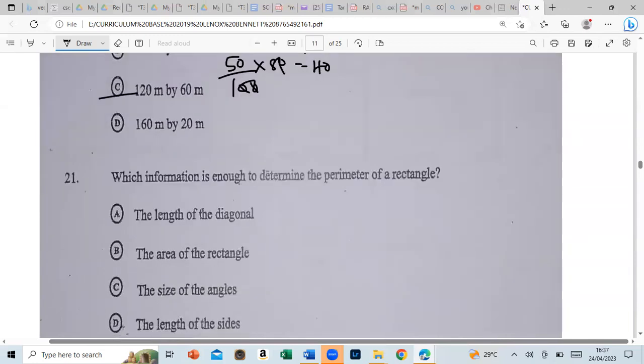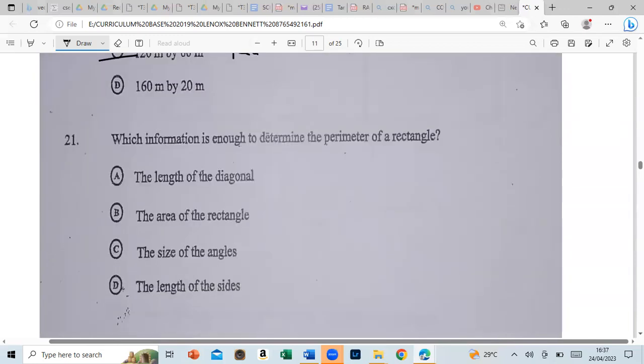Which information is enough to determine the perimeter of a rectangle? A, the length of the diagonal, no. Let me just draw the rectangle. We can know the diagonal, but we cannot find it here, right? The diagonal is these lines.